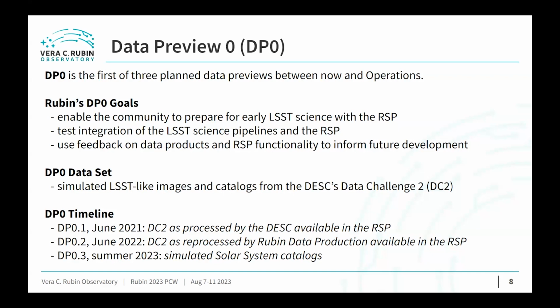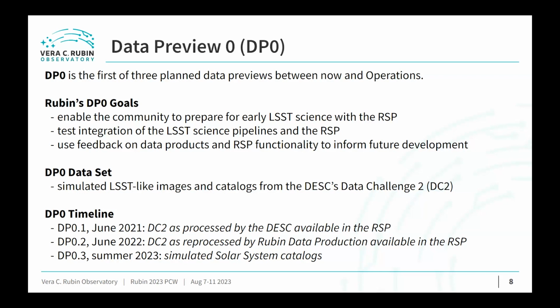The DP0 simulated data set so far has included LSST-like images and catalogs that were created by the Dark Energy Science Collaboration. They did this as part of their Data Challenge 2, or DC2. So if you hear about the DC2 data set, it is pretty much the same as the DP0.2 data set. It's just that when we call it DP0, those simulated images were processed by Rubin staff using an up-to-date version of the LSST science pipelines.